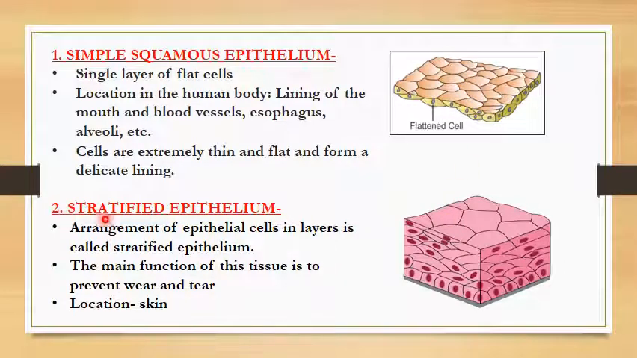Second, stratified epithelium. Arrangement of epithelial cells in layers is called stratified epithelium. The main function of this tissue is to prevent wear and tear. Location: skin.